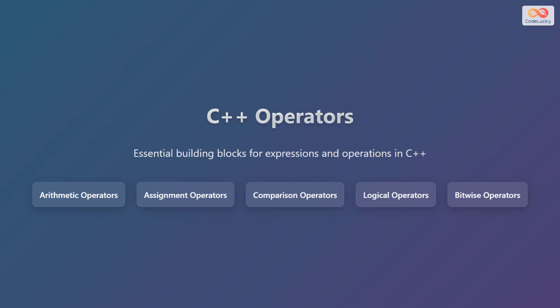In this video, we're going to dive into C++ operators. Operators are essential building blocks for creating expressions and performing operations in C++. They allow you to manipulate data, perform calculations, make comparisons, and control the flow of your programs. We will discuss different types of operators like arithmetic operators, assignment operators, comparison operators, logical operators, and bitwise operators.